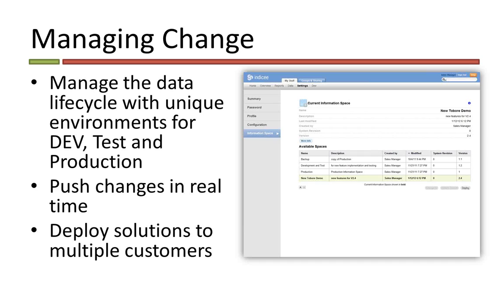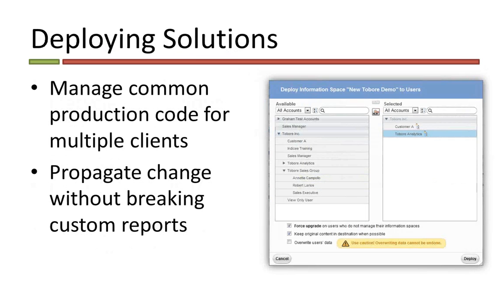Again, no need to offline things and migrate and process. It is simply a matter of updating my current model with those changes. We also use the same infrastructure to be able to do things like deploy solutions to different customers as well. So you can actually manage a common production code for multiple different clients.